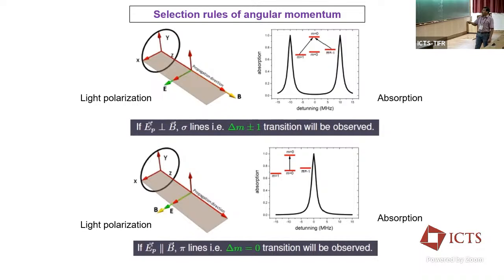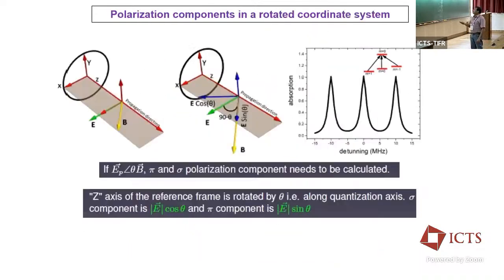But if your electric field and magnetic field are both parallel, but perpendicular to the propagation direction, then the only selection rule that occurs is delta M equals 0. Due to this transition, we get the pi lines. This is the absorption profile that you get, only one of them, which we call the pi transition. Now, what we want to do is have a rotated coordinate system.